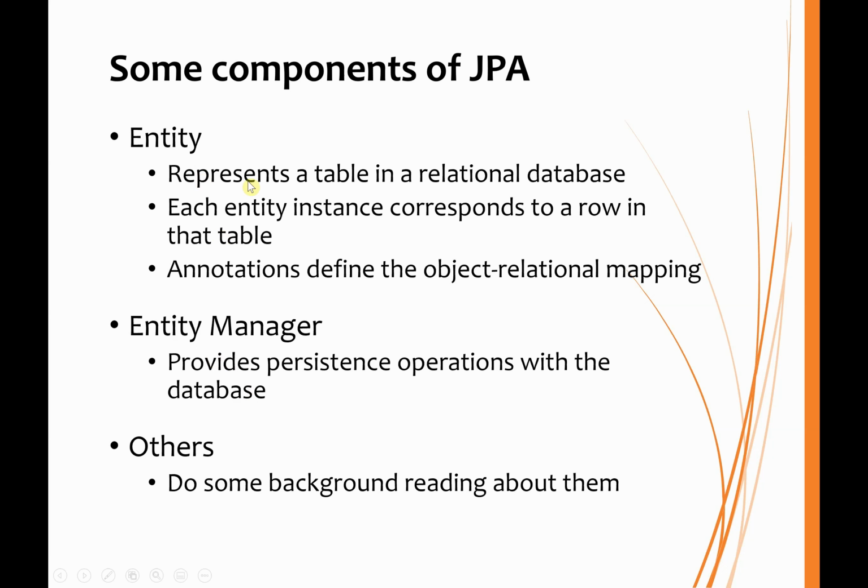The entity represents one table, and each instance of that entity, so when we have an object of that entity class, that will correspond to one row in the corresponding table. And we will use annotations that we put into the entity class that will define the object relational mapping. And we write this bit of code. The entity manager is our doorway into the persistence provider, and it provides all the persistence operations that we need. So we will call its methods, passing entity objects to it.